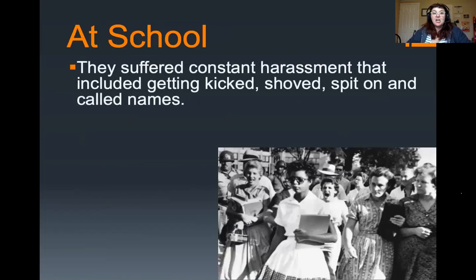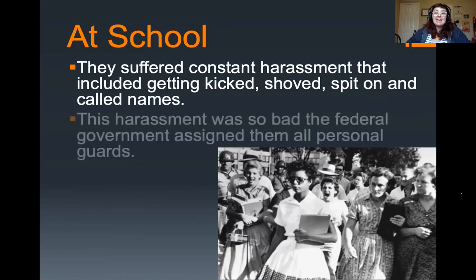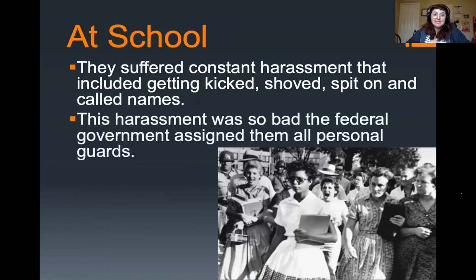And they suffer constant harassment, right, for attempting to go to school for months and months. And it's so bad that the federal government assigned them personal guards from soldiers. So they had people escort them to class and all around school and stay with them, essentially, so they would not get hurt and harassed for trying to go to school.